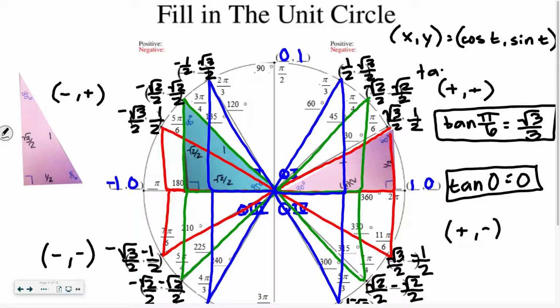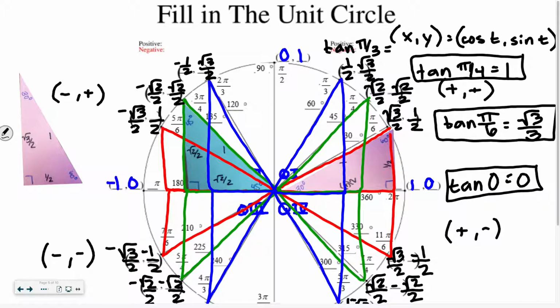What's the tangent of pi over 4? 1. Y and x are the same thing, right? So square root 2 over 2 all over square root 2 over 2 is just 1. It's a nice one. Does anybody recall the tangent of pi over 3? It's just radical 3. It would be the reciprocal of pi over 6, because you're essentially flipping your x and your y, right?